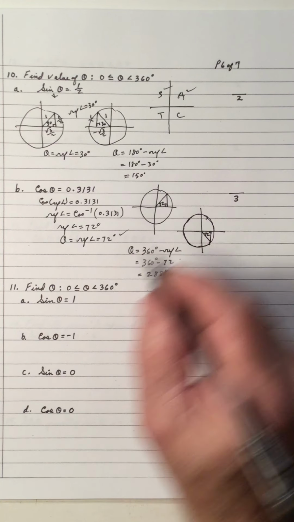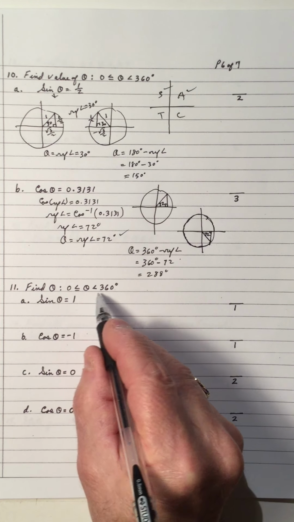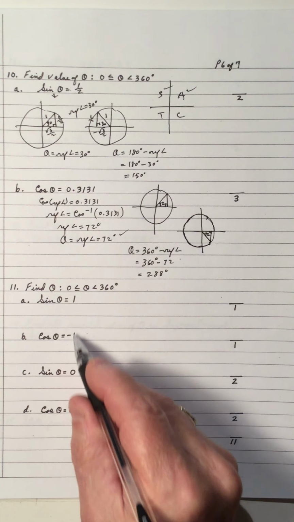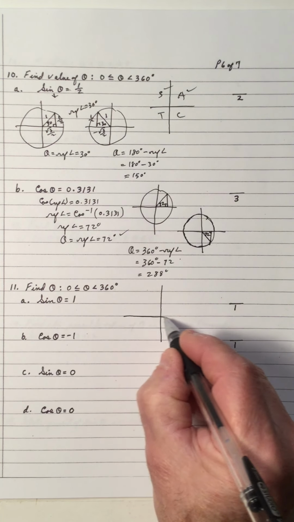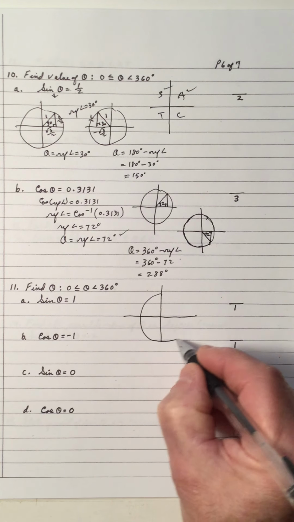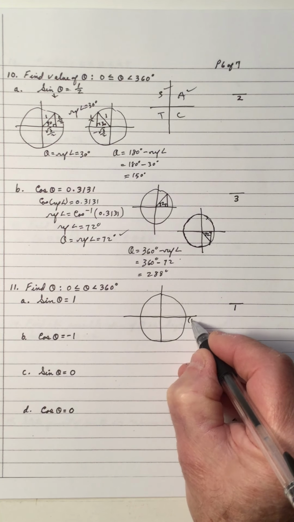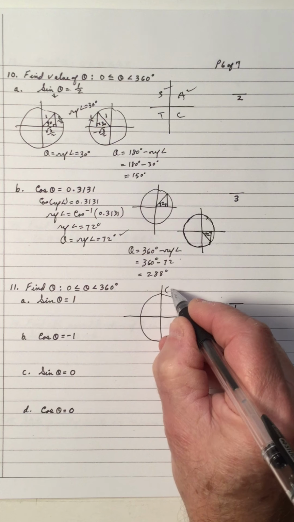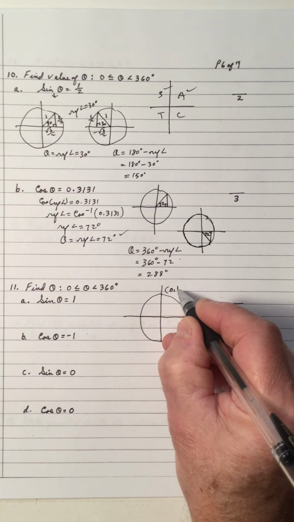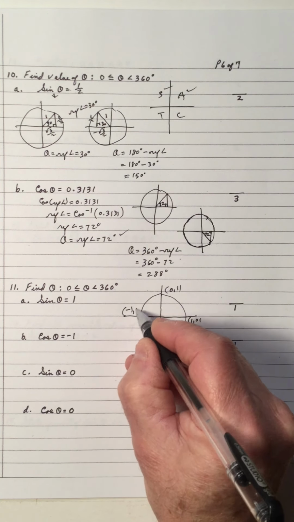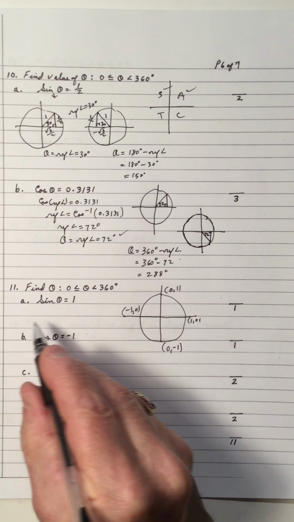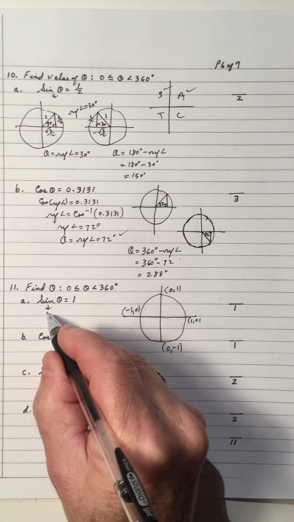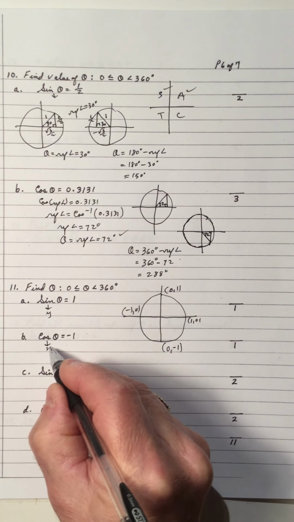Number 11, find theta from 0 less than or equal to theta less than 360. Notice these are 1s and 0s. So when I see that, I look at the circle and I plot these points. I always keep these points. X is 0, y is 1. X is negative 1, y is 0. X is 0, y is negative 1. And remember that sine is the y and the cos is the x.